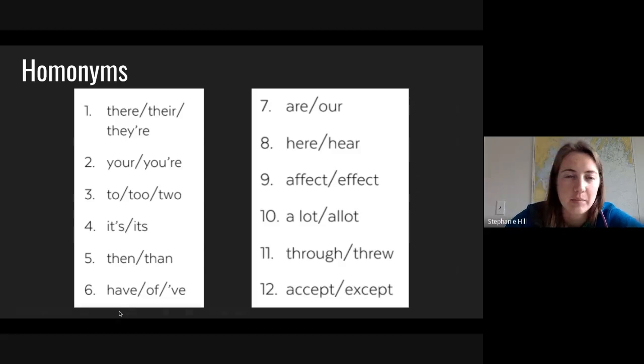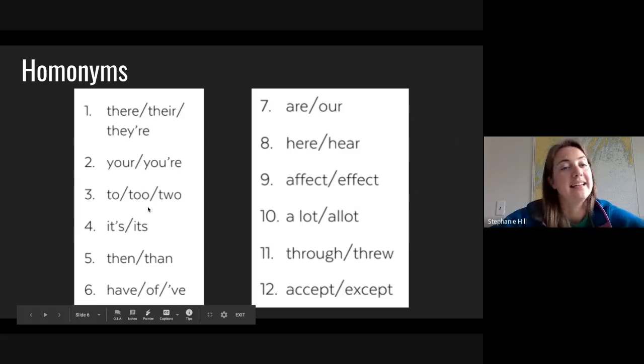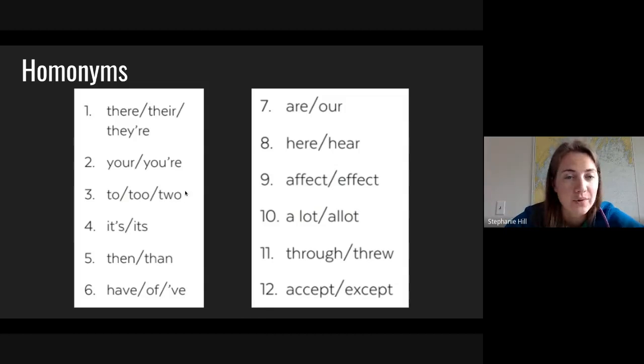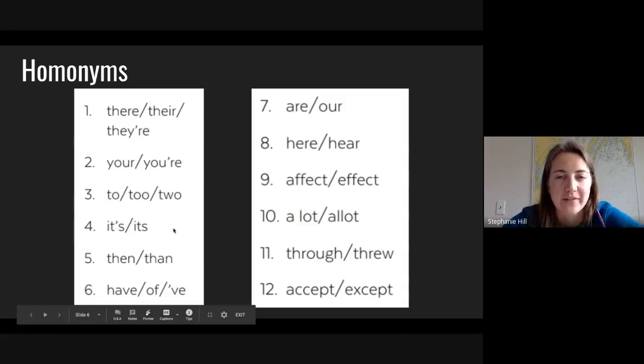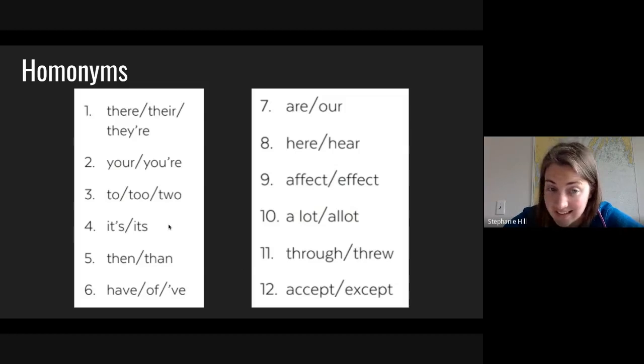For example, a synonym, an alternative word for too would be also. Two is the number form, and then to is like a preposition. So anyways, I can give you, if you would like, little handouts on these, but for now, for the sake of time and the fact that we're distance learning, just install Grammarly and it should catch it for you.